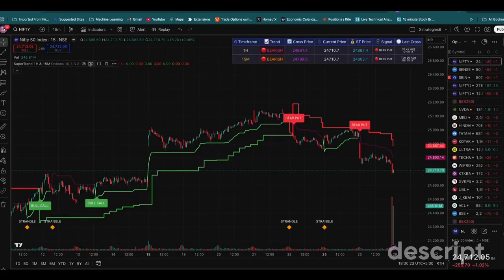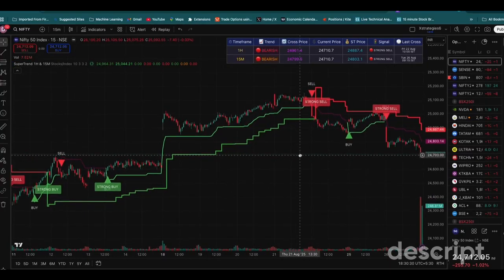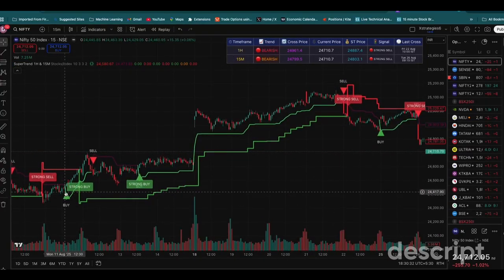So now let's get to stocks or the index as well. If we have stocks or the index, you get two things. One thing is a simple buy. Simple buy is basically when the 15 minutes is actually breaking the super trend. That's where you'll get the simple buy. And when the 1 hour is also breaking, you will get the strong buy.